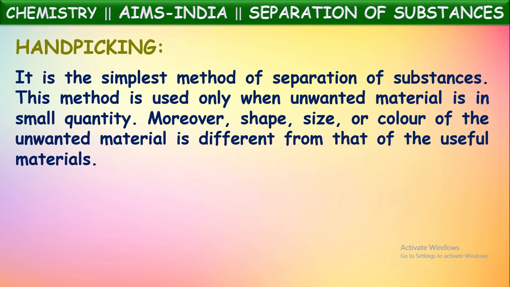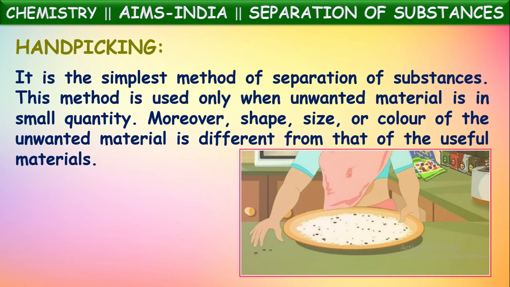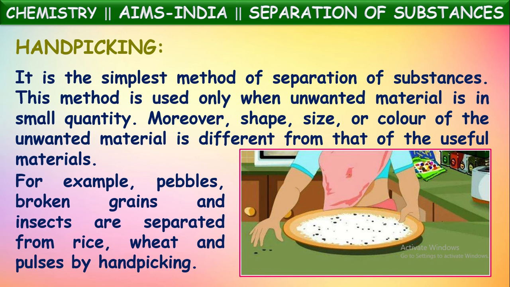And even there should be slight difference in their shape or size or color. Any one of these will be different from the useful material. For example, say in our homes our mothers will be separating some small stones or some other insects present in the rice by hand picking method. Before cooking, they will separate all this, isn't it? So, for example, pebbles, broken grains, and insects are separated from rice and even from wheat also, and pulses by hand picking method. By this method, we can separate these.